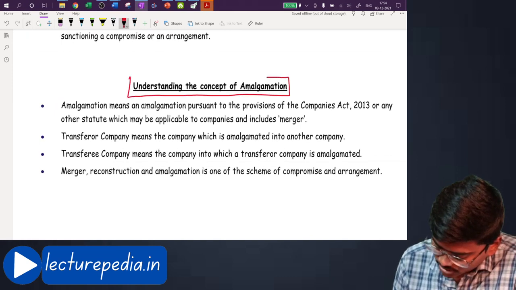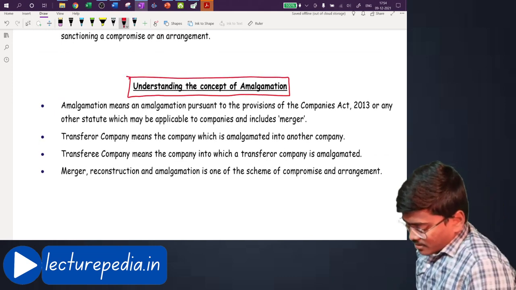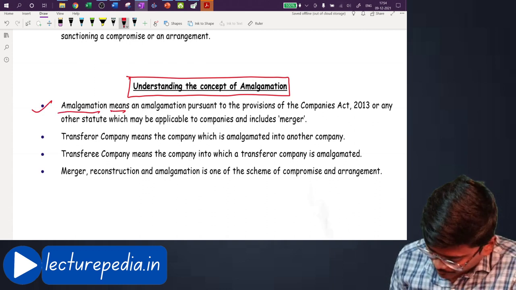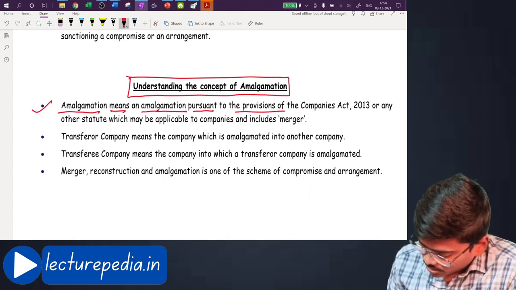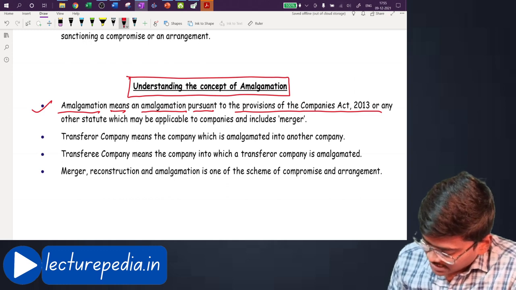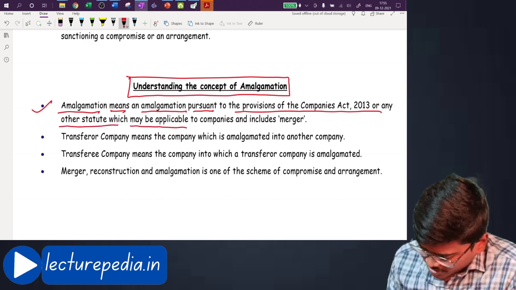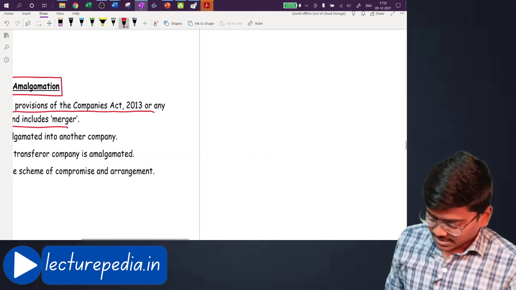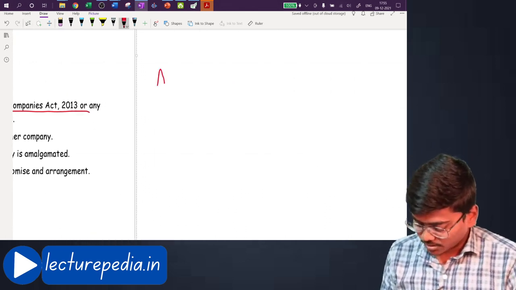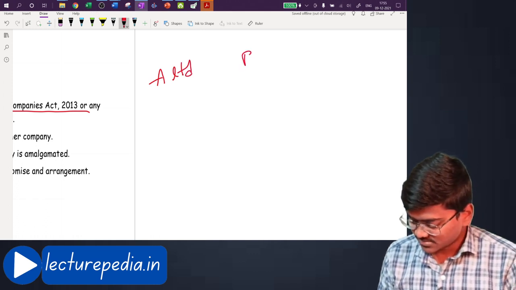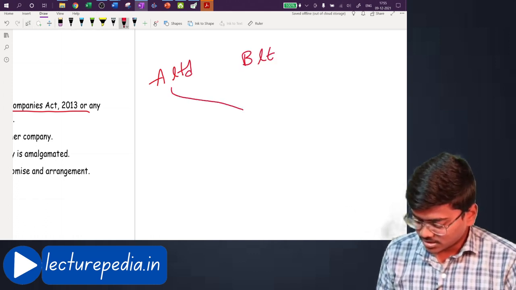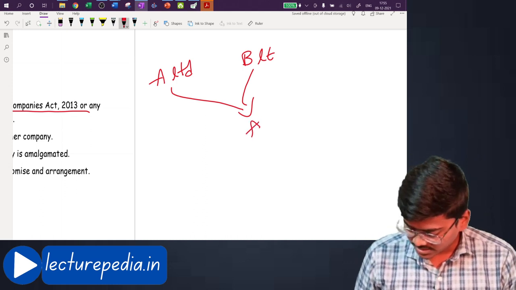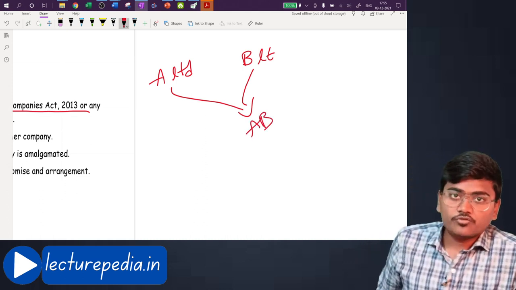Understanding the concept of amalgamation. First point, amalgamation means an amalgamation pursuant to provisions of Companies Act 2013 or any other statute which may be applicable to companies and includes merger. Basically, amalgamation means, let's say there are two companies, A Limited and B Limited, and these two companies are going to merge into, let's say, AB Limited.